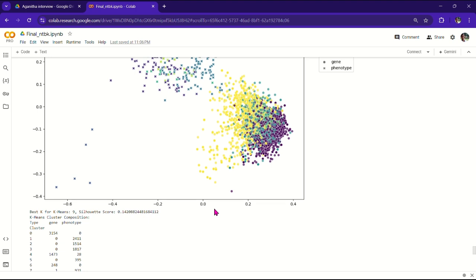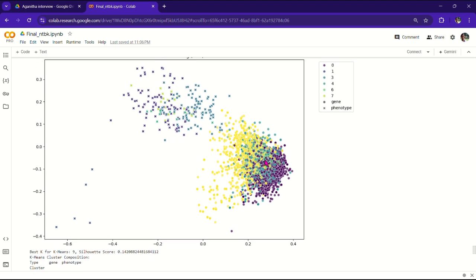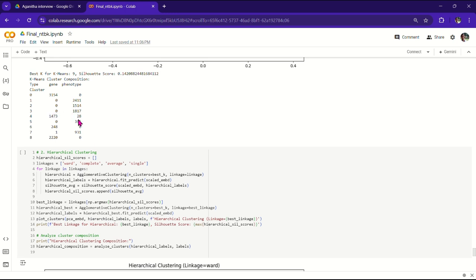We can see that cluster 4 has 1473 genes and it is affecting 28 phenotypes. So we can say that cluster 4 has around 1400 genes, and these are affecting 28 phenotypes. So these many genes are taking part in these many phenotypes, and only one gene can be responsible for 931. This is not possible. There can be some error.